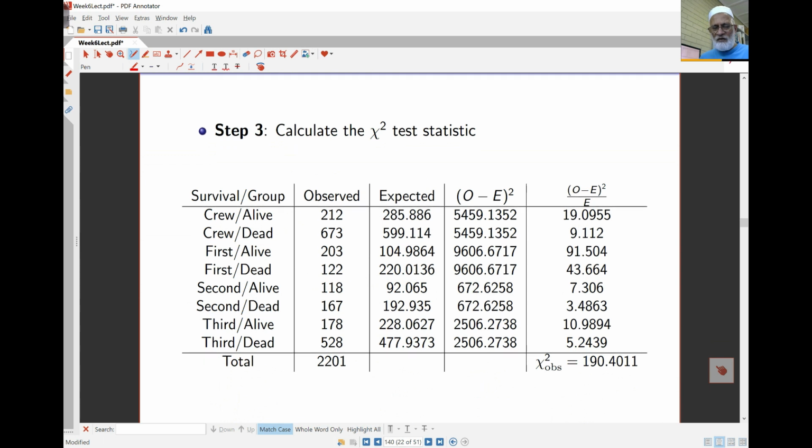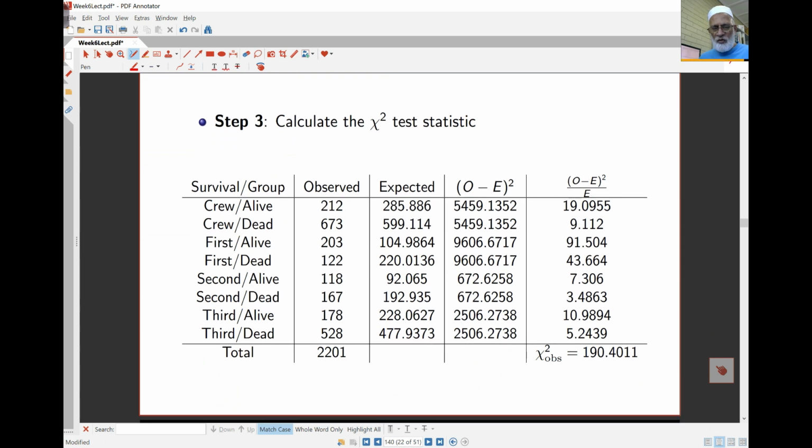I can set this up as a table. I've got the survival and group over here, so it's alive, dead, first class, second class, third class, and crew, and I've got the observed in each of those. The expected was calculated here, again as we said earlier, by the row total times column total divided by grand total.